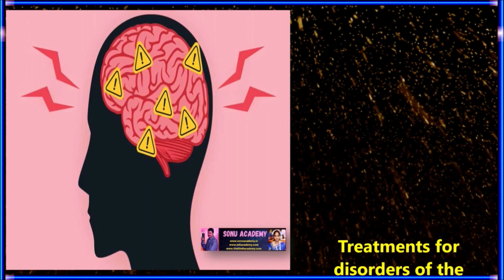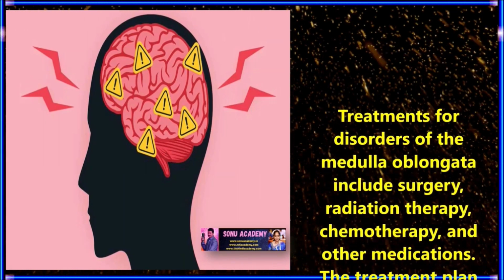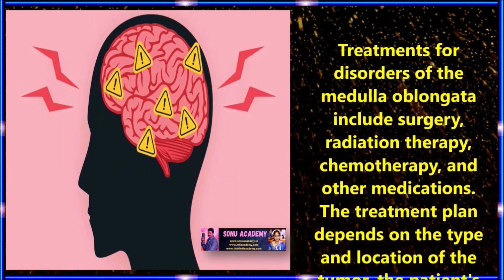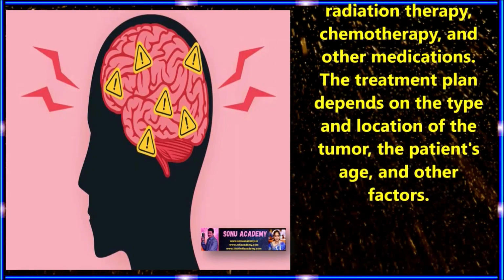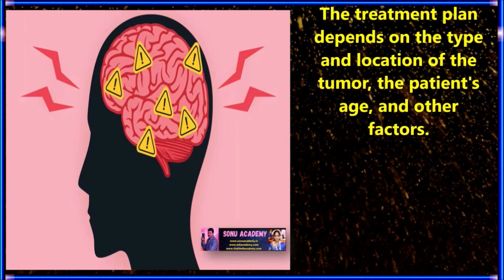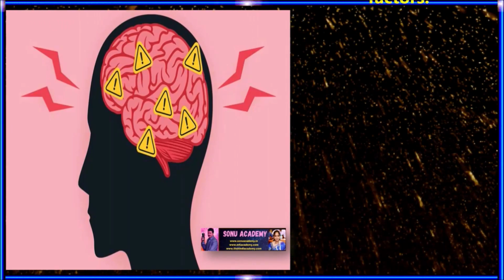Children, now let us discuss the treatment for these disorders. Treatment for these disorders of the medulla oblongata includes surgery, radiation therapy, chemotherapy and other medications. The treatment plan depends on the type and location of the tumor, the patient's age and other factors.